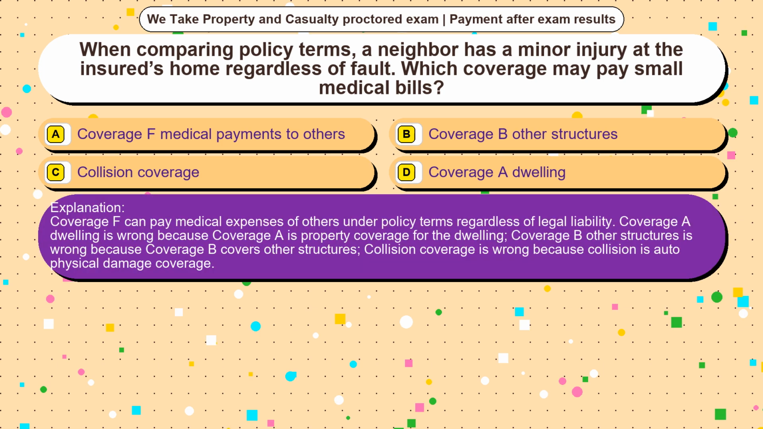Coverage F can pay medical expenses of others under policy terms regardless of legal liability. Coverage A, dwelling is wrong because coverage A is property coverage for the dwelling. Coverage B, other structures is wrong because coverage B covers other structures. Collision coverage is wrong because collision is auto physical damage coverage.